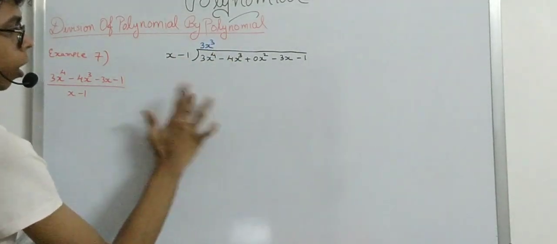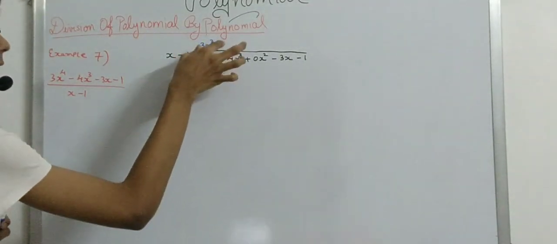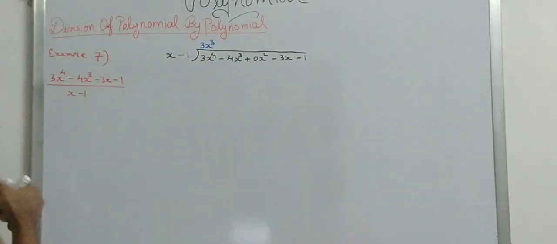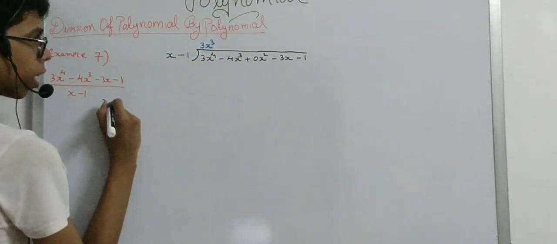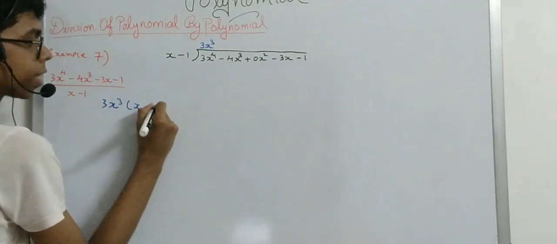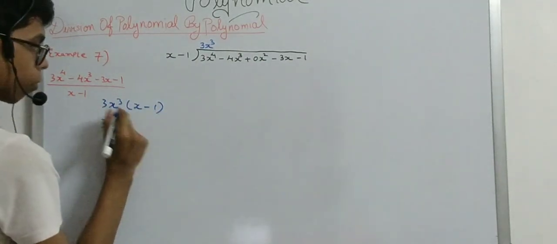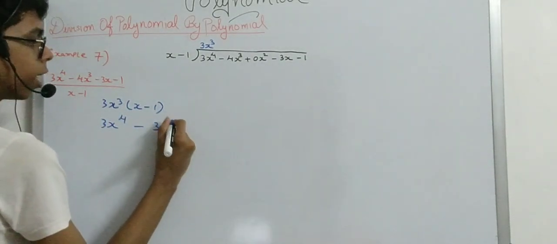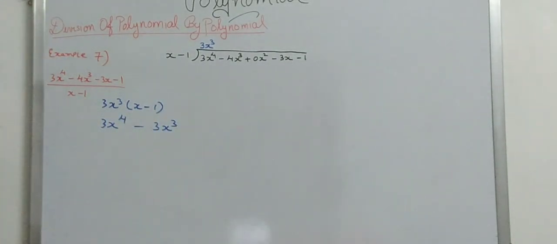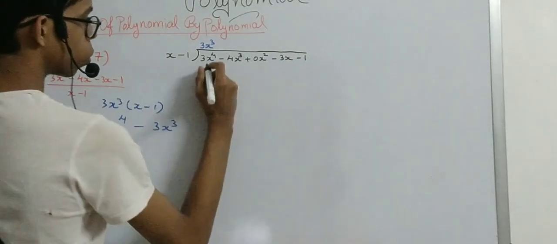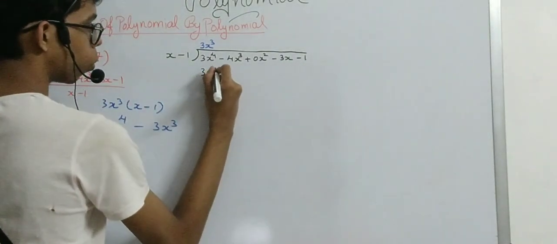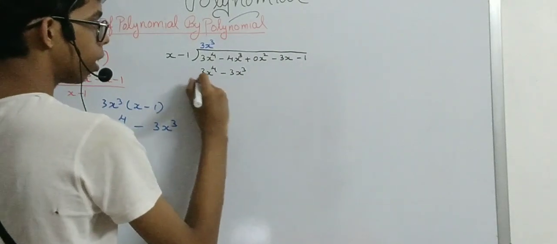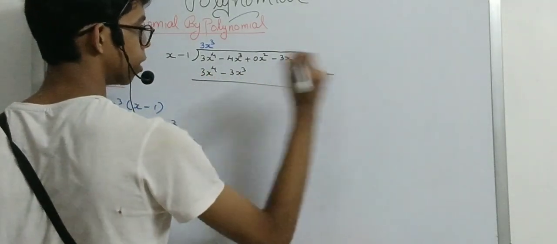Now what should we do? The next step is take the first term of the quotient and multiply it with the divisor. So I can write 3x cube into x minus 1. When I open the bracket, I will get 3x raised to 4 minus 3x cube, isn't it? That I should write over here. So 3x raised to 4 minus 3x cube. Now we should subtract this.